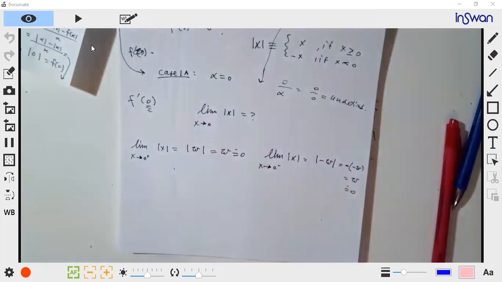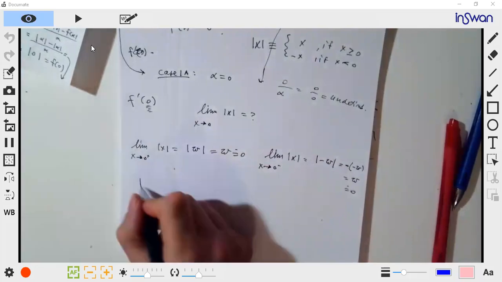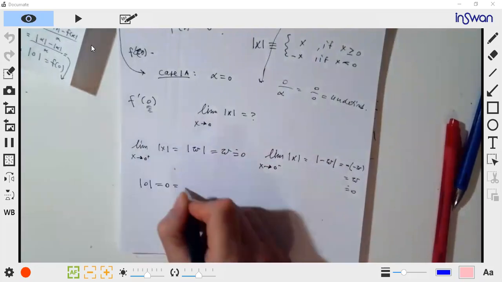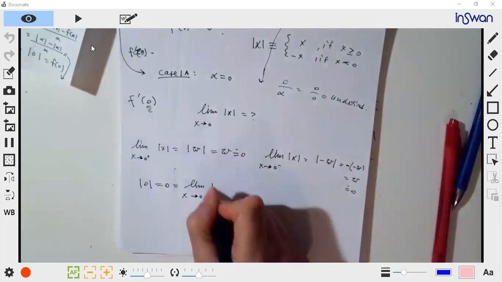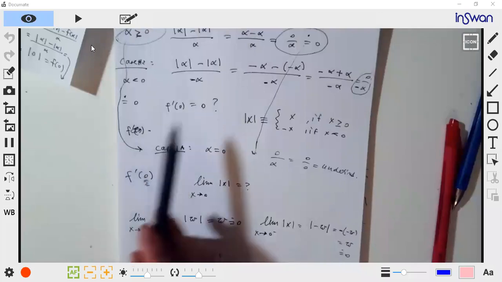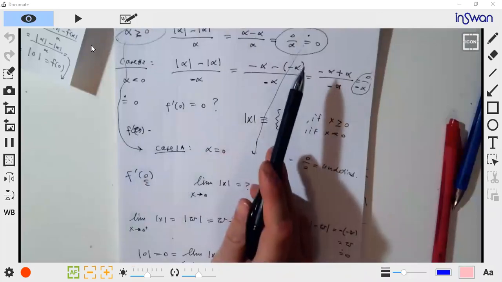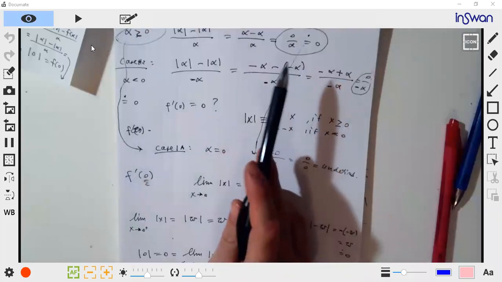So this shows that the function is continuous because absolute value of 0, which is equal to 0, is equal to the limit as x approaches 0 of absolute value of x. It's continuous, but it's not differentiable because when we examine the derivative, we have the case where we have an undefined quantity. The derivative should be defined for all possibilities.